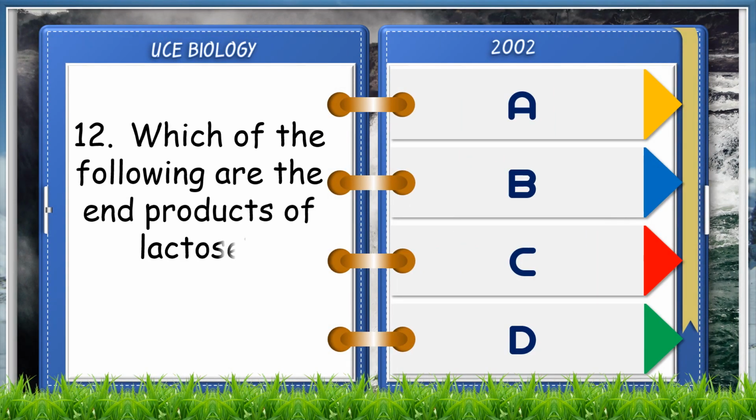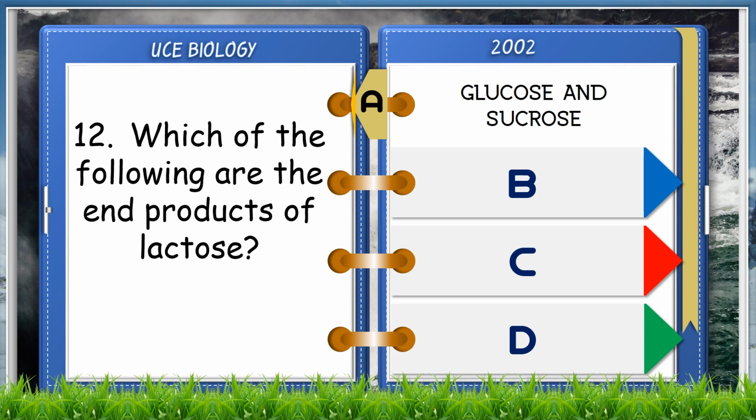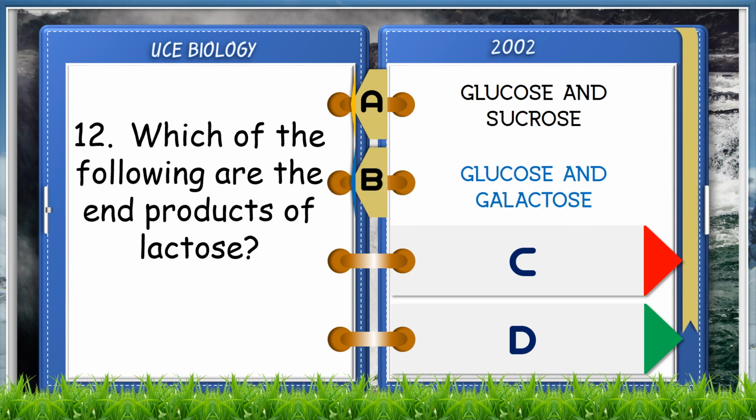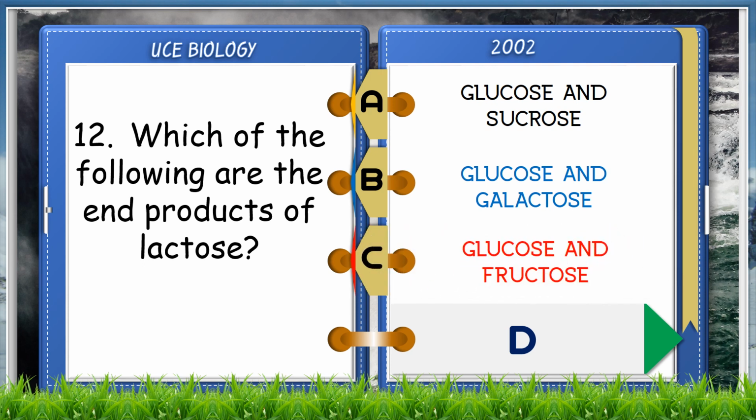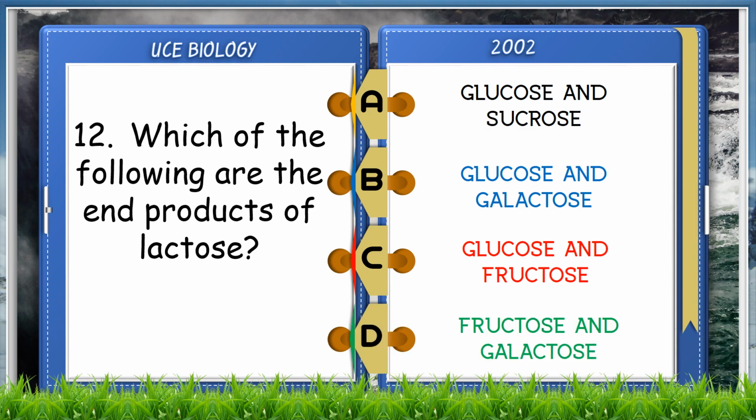Which of the following are the end products of lactose digestion? A. Glucose and sucrose. B. Glucose and galactose. C. Glucose and fructose. D. Fructose and galactose. The answer is B. Glucose and galactose.